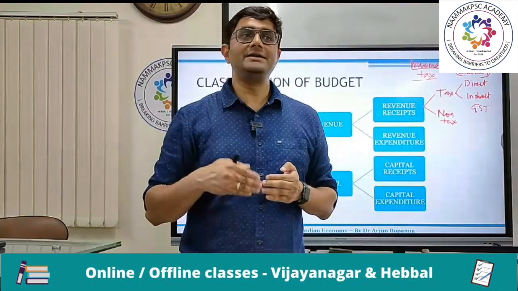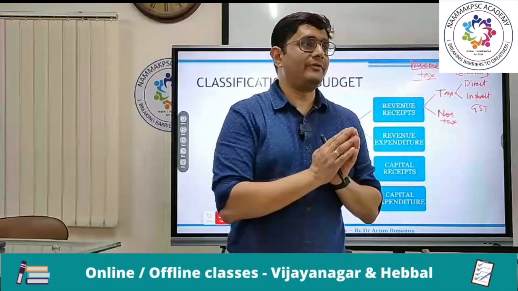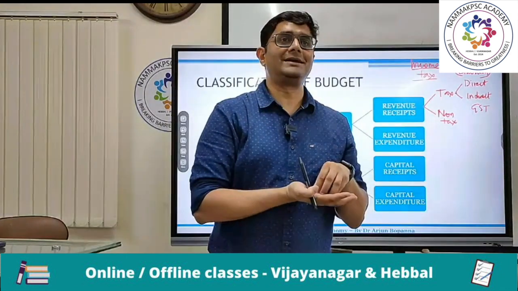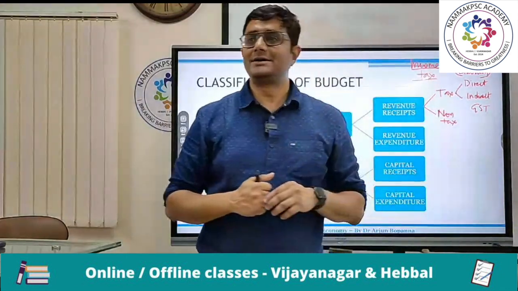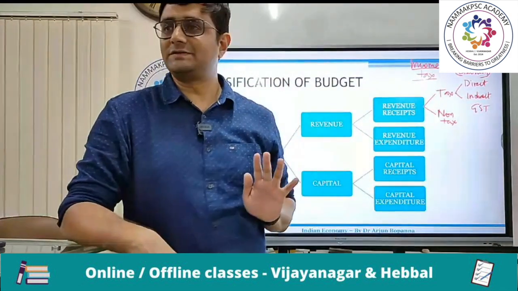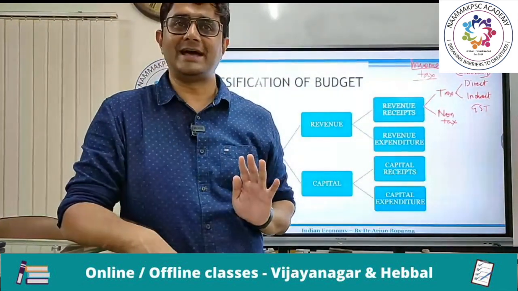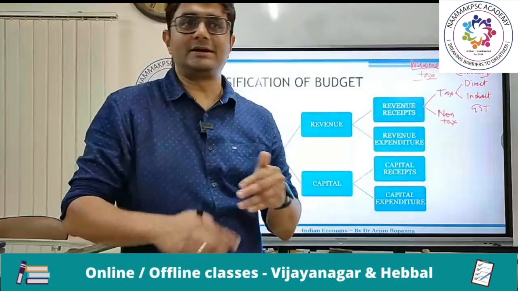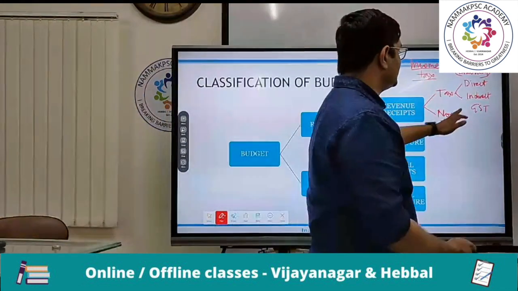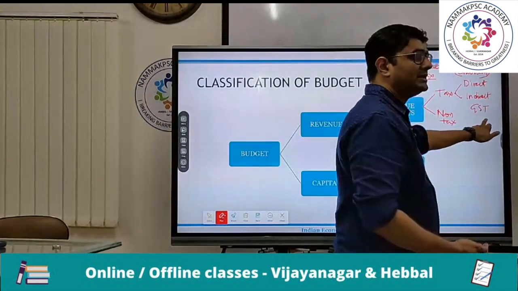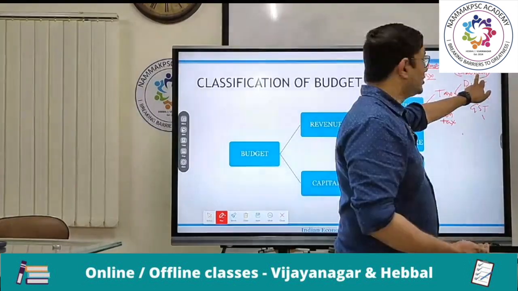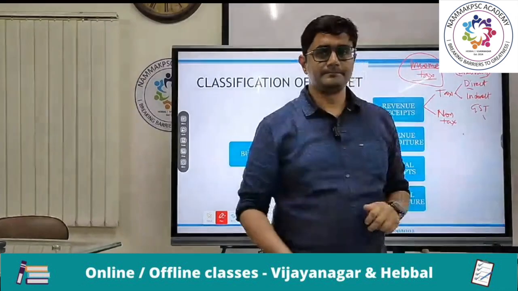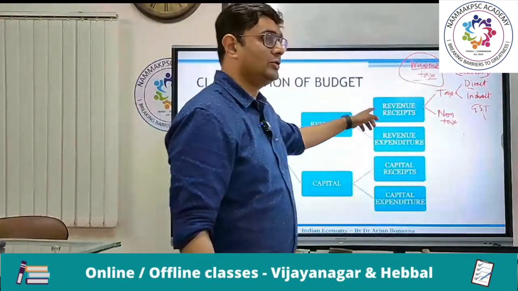So when the burden is shifted, tax is levied on the manufacturer, but he will not pay that tax. He will transfer it to the consumer. He will say 100 rupees is the cost, 20 rupees is the tax, so total 120 rupees. When the tax liability can be transferred, it is known as indirect tax, for example GST. When the tax liability cannot be transferred, it is direct tax, for example income tax.